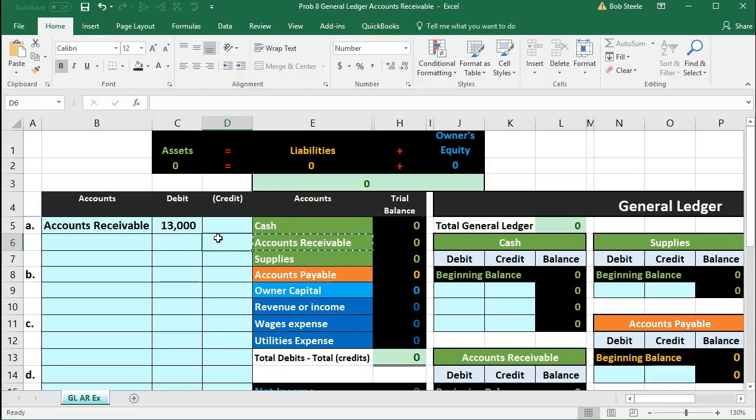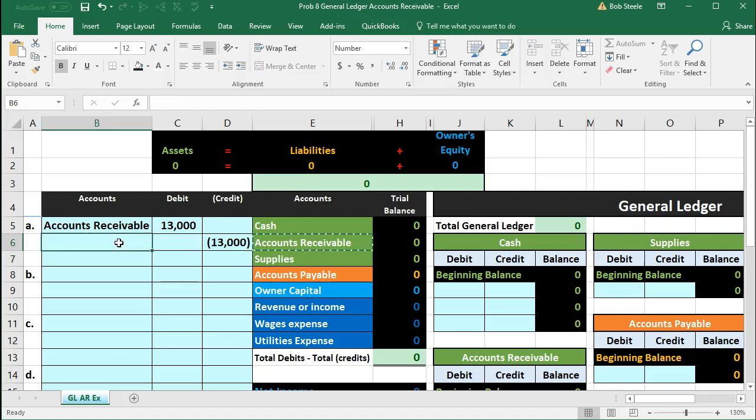I'm going to do this with a formula, that formula being negative of this number. That'll take the 13,000 debit in cell C5, multiply it times -1 in essence, and flip the sign. We're going to represent credits with brackets or negative numbers in Excel, and in this case in the credit column as well. Then we just need to know what this account will be.